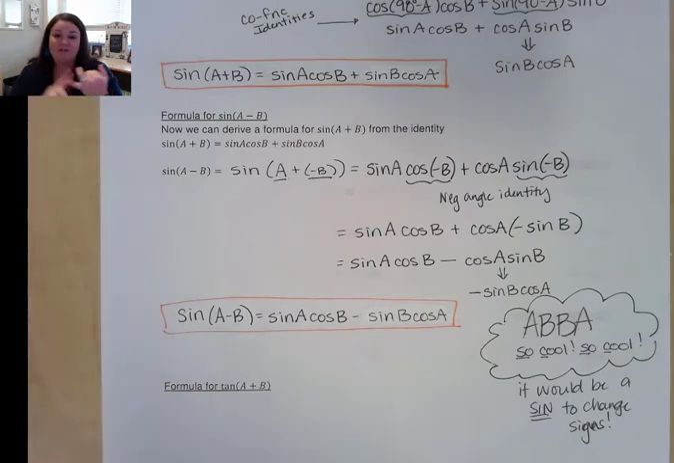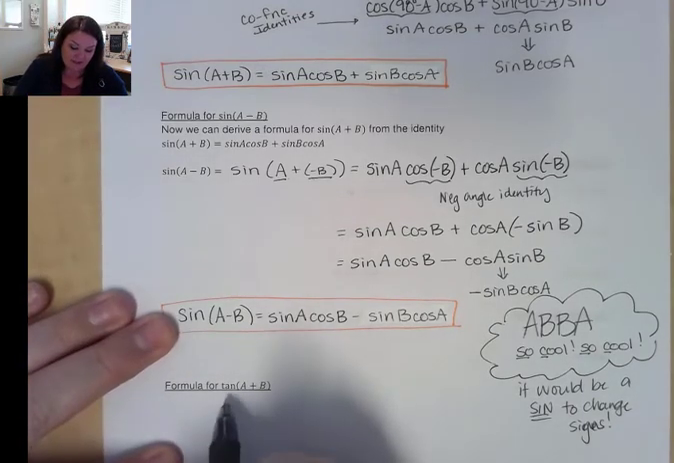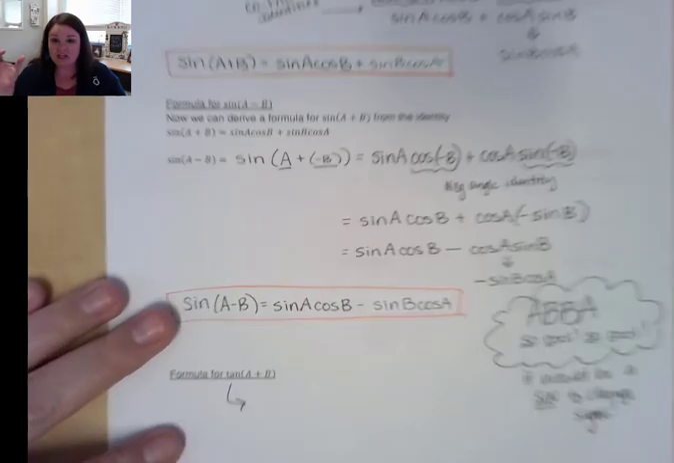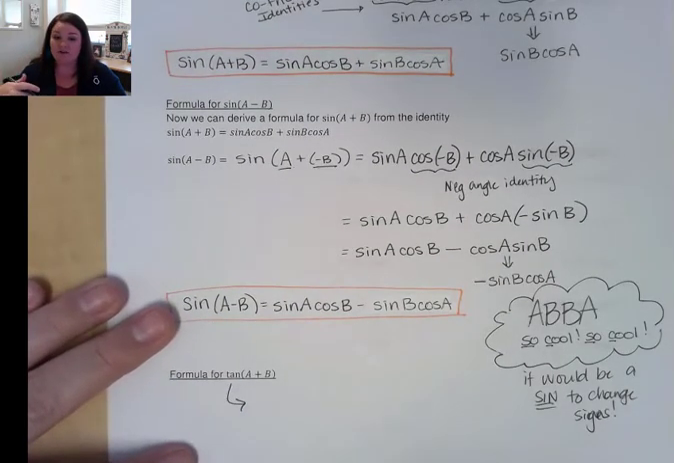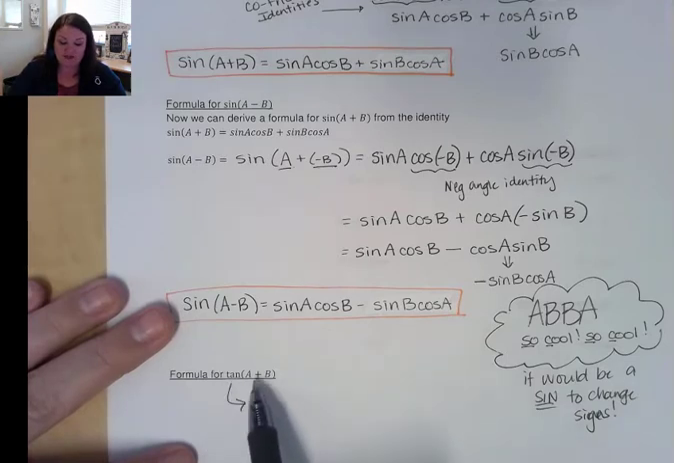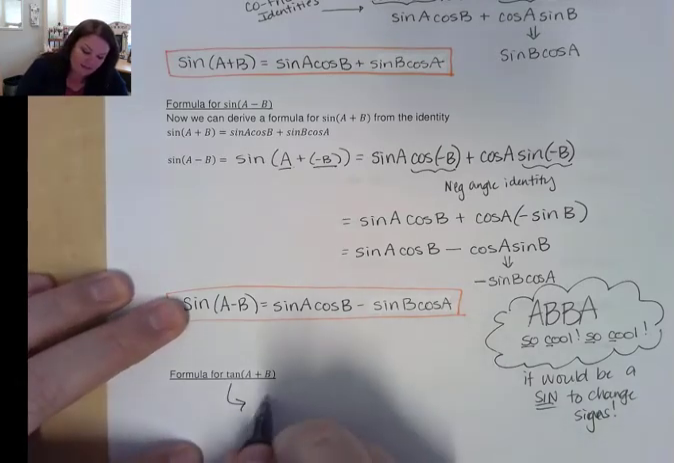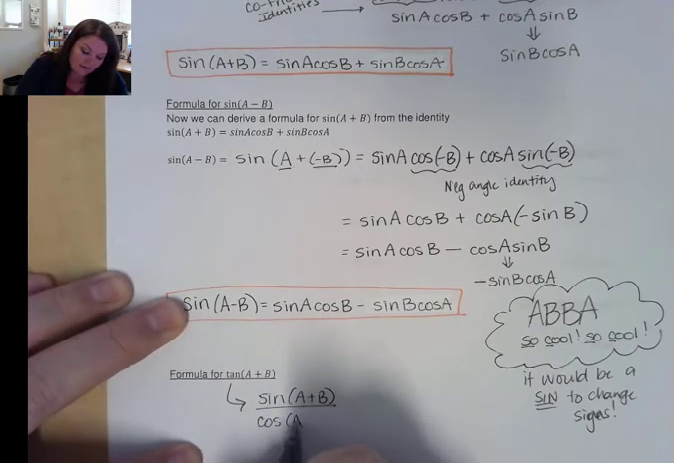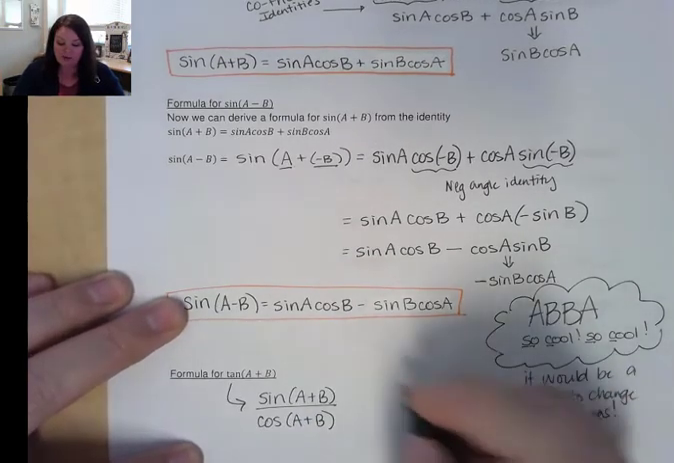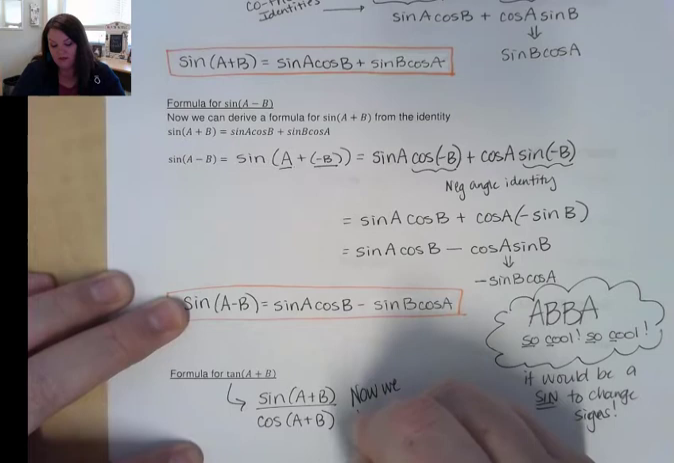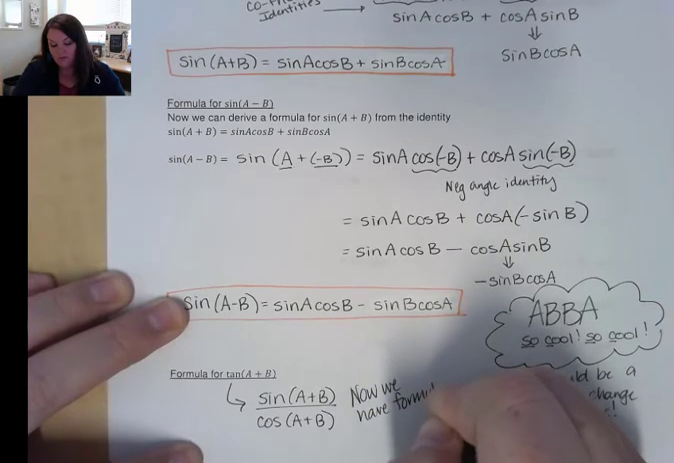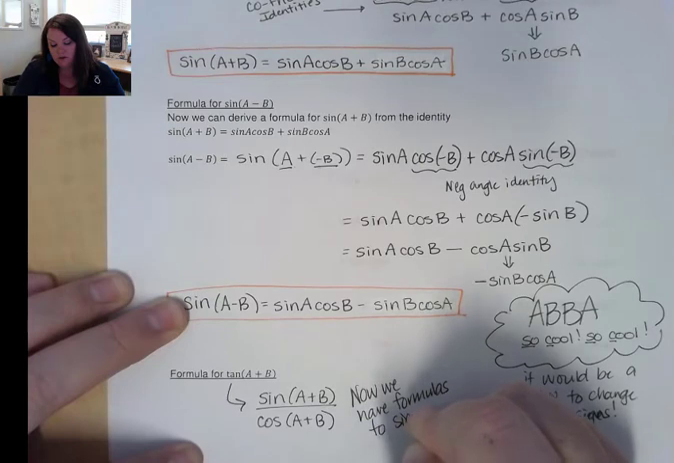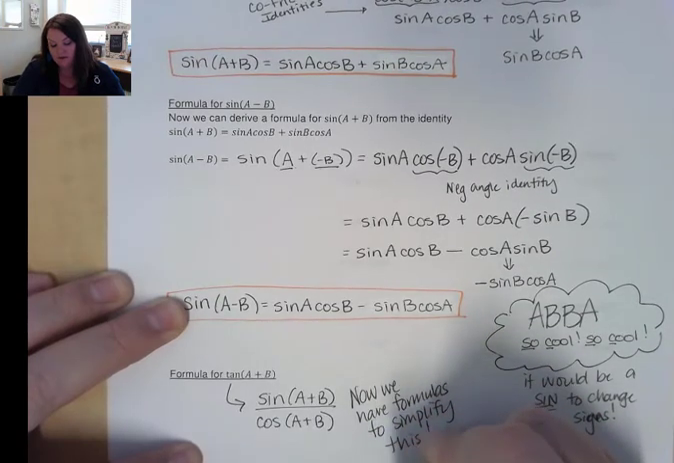So now we have identities for cosine. We have identities for sine. Now we just need identities for tangent. Our formula, remember, for tangent is we can write it as a ratio of our sine and cosine values, right? So for tangent of A plus B, I could write this as sine of A plus B over cosine of A plus B. And now we have formulas to simplify this. Yay!